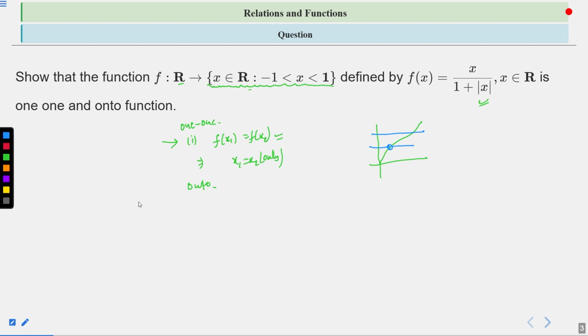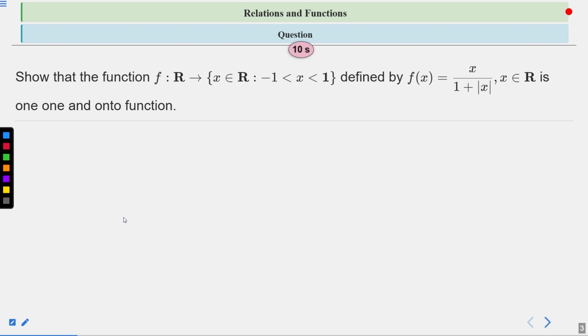Okay, so let us move to the solution of this question. You have 10 seconds to think about this question. After that, we will discuss the solution. Okay, let us move to the solution part.